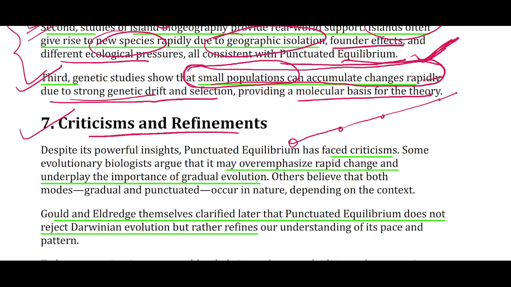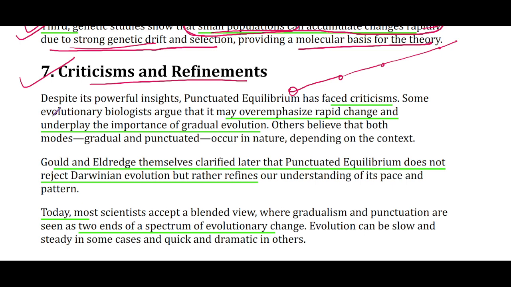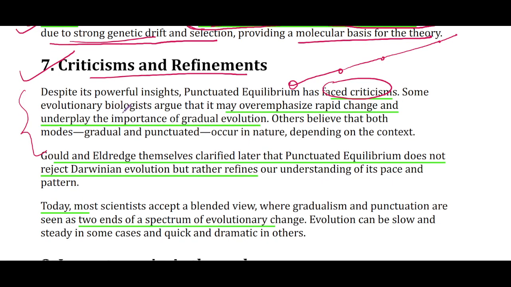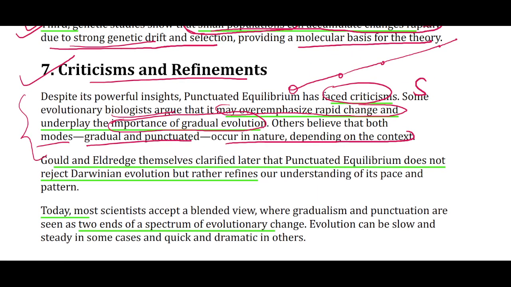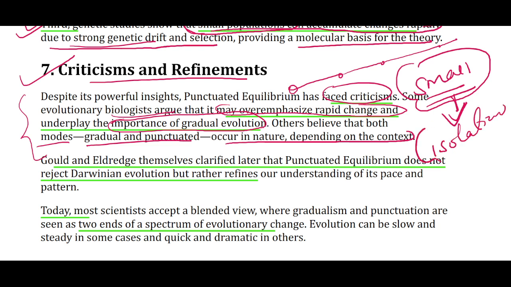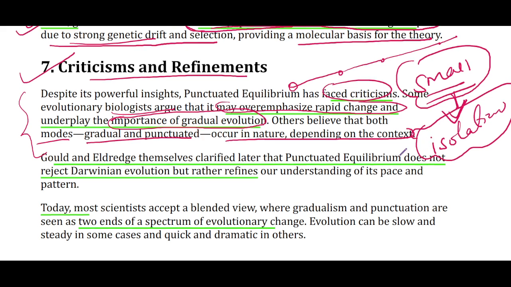Now, finally, criticisms and refinements. Despite its powerful insight, it faces criticism. Some evolutionary biologists argue that it may overemphasize rapid changes and underplay the importance of gradual evolution. Others believe that both models, gradual and punctuated, occur in nature depending on the context. And हो सकता है because most of these rapid changes are concentrated in small populations that are usually dispersed by isolation, some water divide, some mountain divide, geographical isolation.